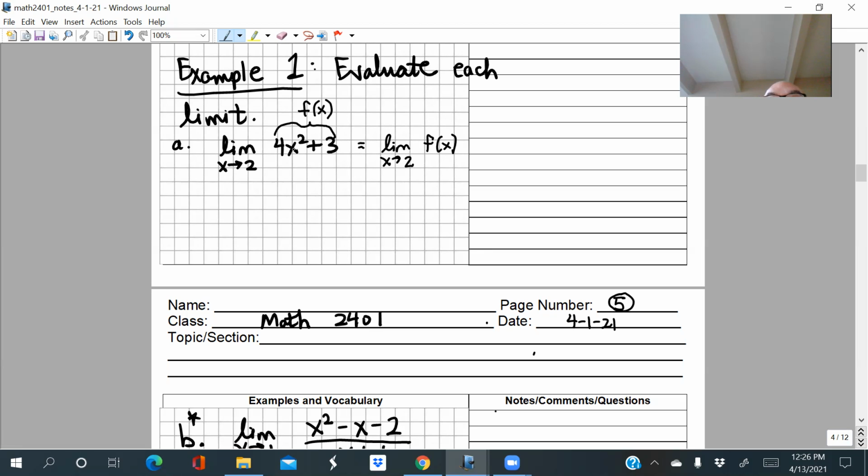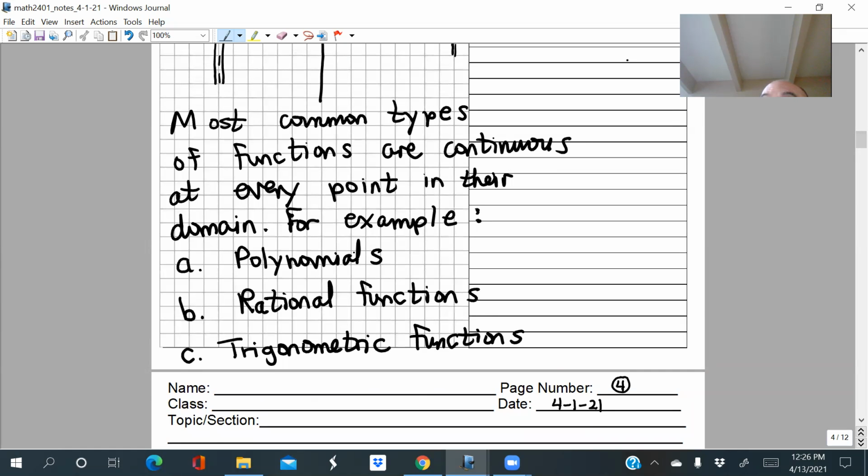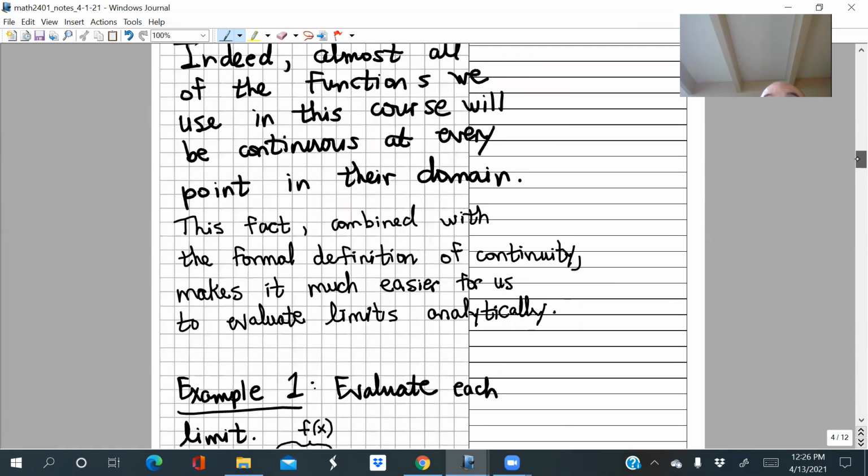But what do you notice about this function 4x squared plus 3? That is a polynomial function. In fact, it's just a quadratic function. It's just x squared, right? So that's a quadratic function. And as I mentioned above, polynomial functions are continuous functions, okay? That's one of the nice things about polynomial functions: they're continuous functions.